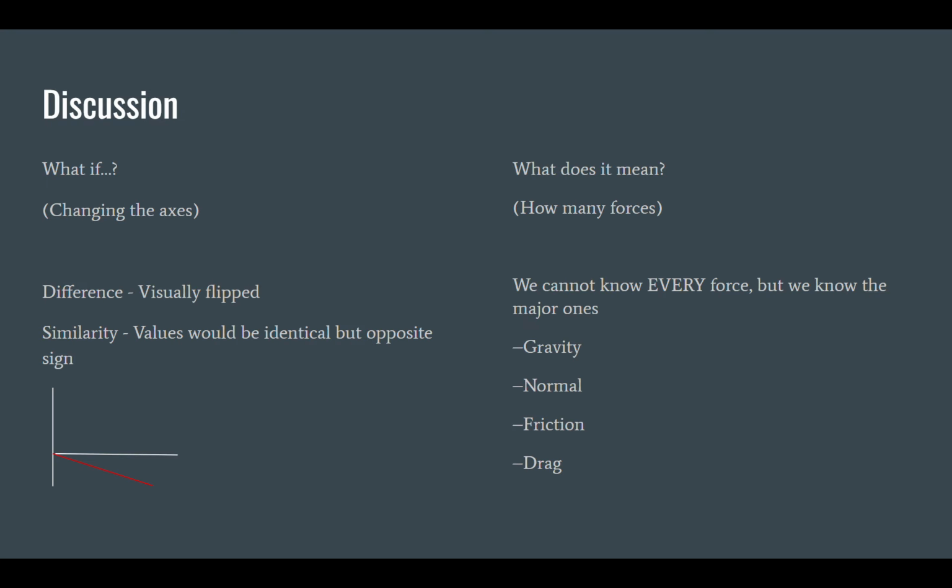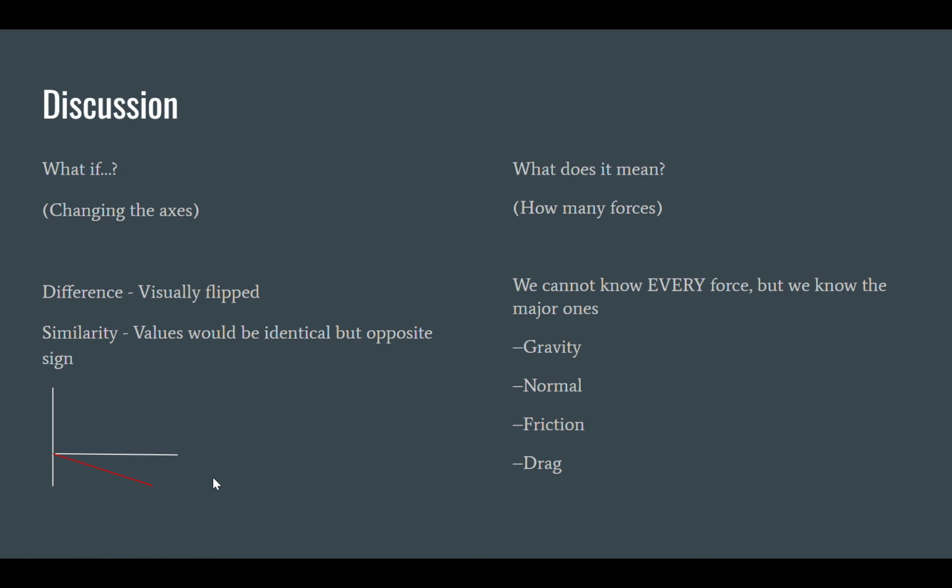Now, what if we flipped the axes of the x-axis? Well, visually, the graph would be flipped, as you can see in this example, but every single value and the result of the overall thing would be identical, just with opposite sign.